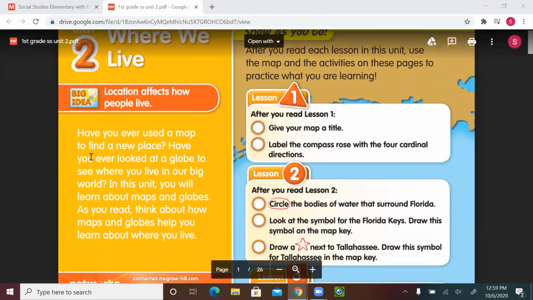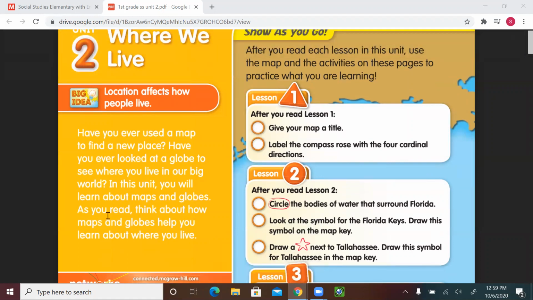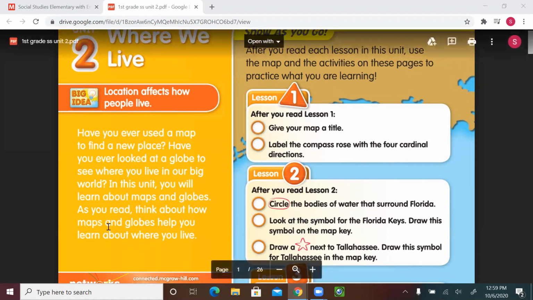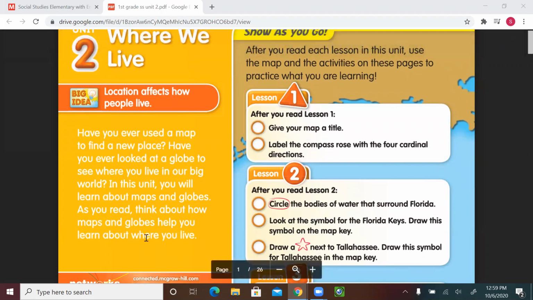Have you ever used a map to find a new place? Have you ever looked at a globe to see where you live in our big world? In this unit, you will learn about maps and globes. As you read, think about how maps and globes help you learn about where you live. I'm sure we all learn how to use a map, even when you go to a shopping mall. Sometimes you see a map that is framed for you to show you where you want to go, or a certain shop if you're looking for a certain place, or a restaurant to eat.